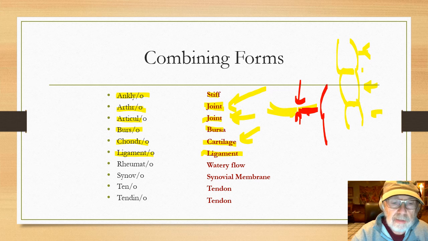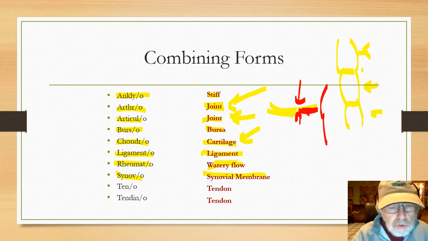Ligamento obviously means ligament. Rheumato, we talked about in an earlier lecture, which means watery flow. Synovo means synovial membrane. Now, we talked a lot about the synovial membrane, the membrane inside a synovial joint, which produces synovial fluid. Synovitis would be inflammation of the inside of a joint, where the synovial membrane becomes inflamed and produces more fluid. That's what we see in rheumatoid arthritis.